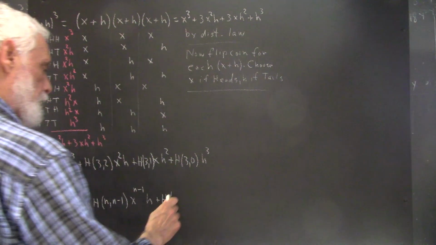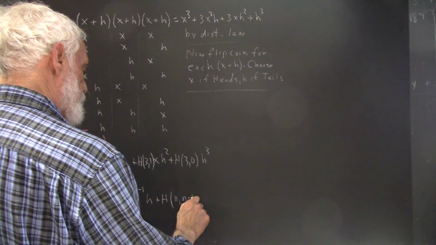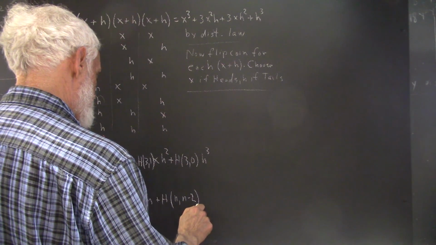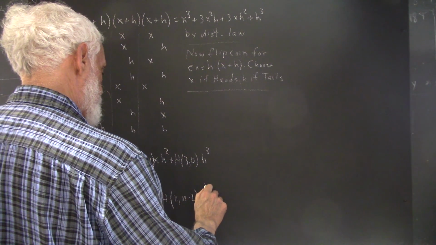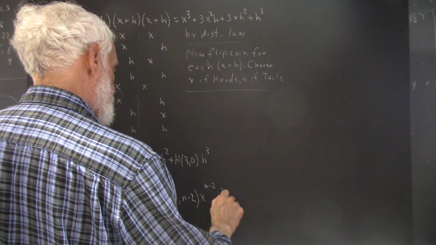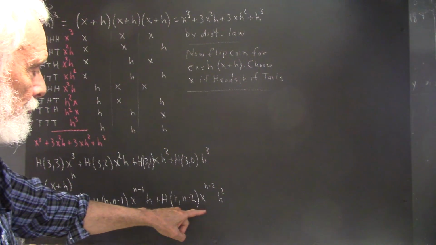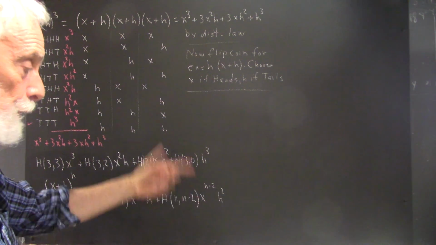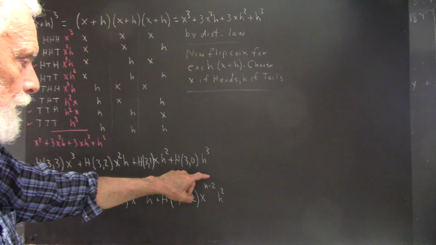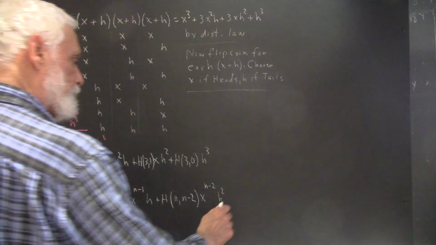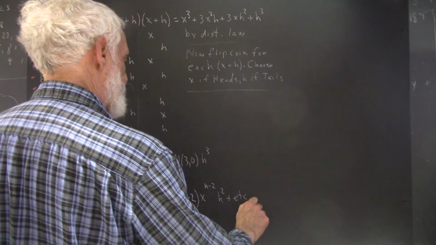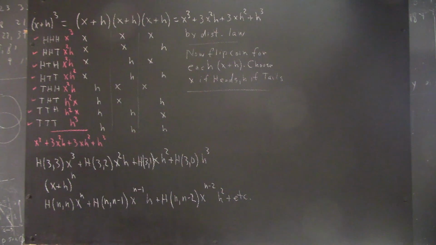Then C of n, n minus 2 multiplied by x to the n minus 2 times h squared. And again, we're getting 2 tails and n minus 2 heads. So we're going to have x to the n minus 2 h squared, etc. Now, what does this have to do with anything that we've done about power and exponential functions? Well, I'm going to come around to that in a minute.